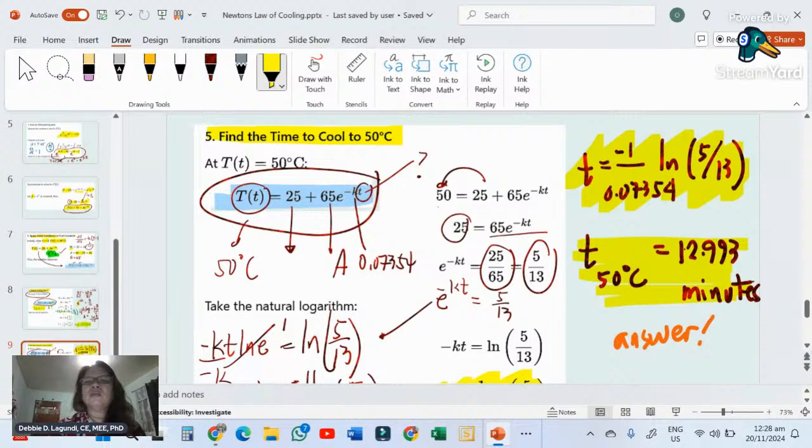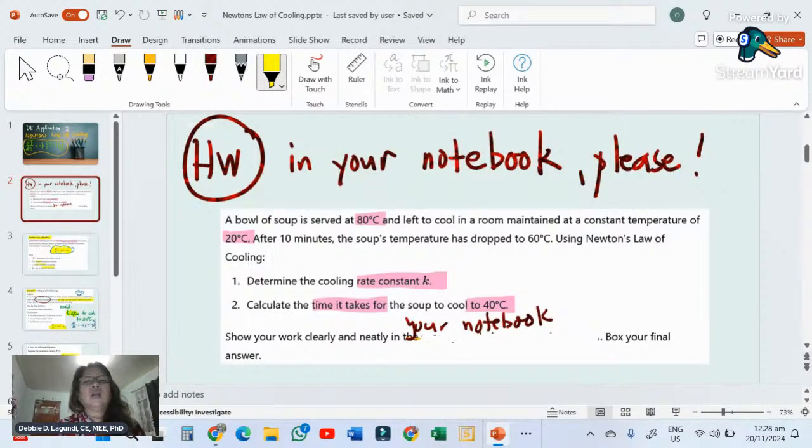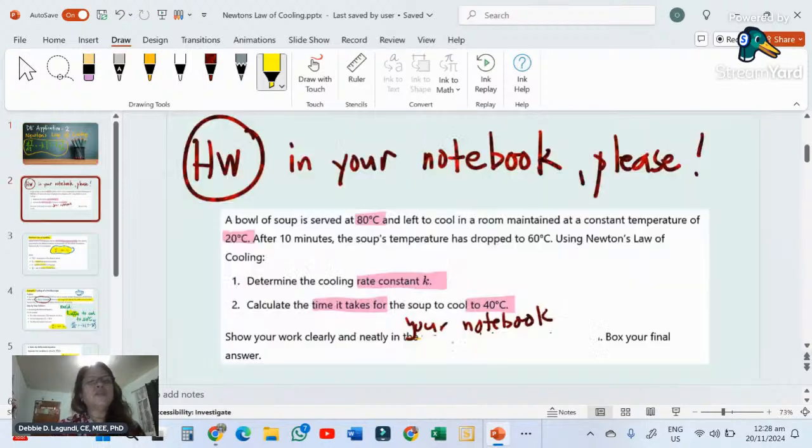Okay, so this is what you're going to do for the DE homework that you will be writing in your notebook, which is about the Newton's law of cooling. So please don't forget your homework and just follow the procedure I have in this video.